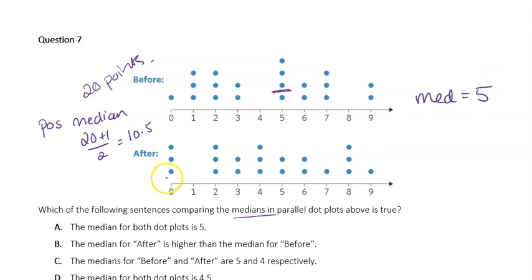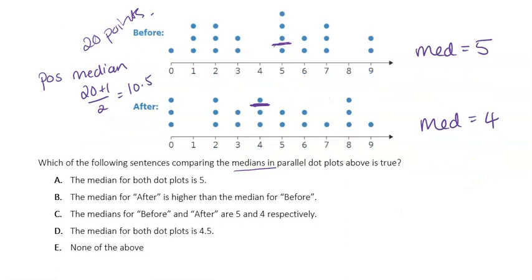Again for after, counting in 1, 2, 3, 4, 5, 6, 7, 8, 9, 10, in between the 10th and 11th, my median here is 4. Now we can check which is the most correct statement. A, the median for both is 5, no. The median for after is higher than the median for before, no, it's the other way around. The median for before and after are 5 and 4 respectively. 5 for before, 4 for after, yes, that's our best answer.